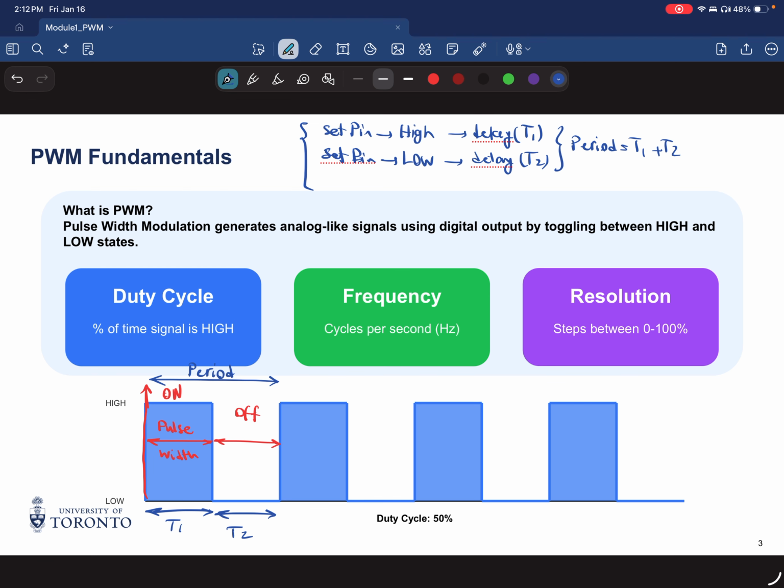The amount of time that this signal is on compared to the total amount of time that things get repeated is called duty cycle. So duty cycle is basically T1 over T1 plus T2. Or in a way, you can say it's pulse width over the period.